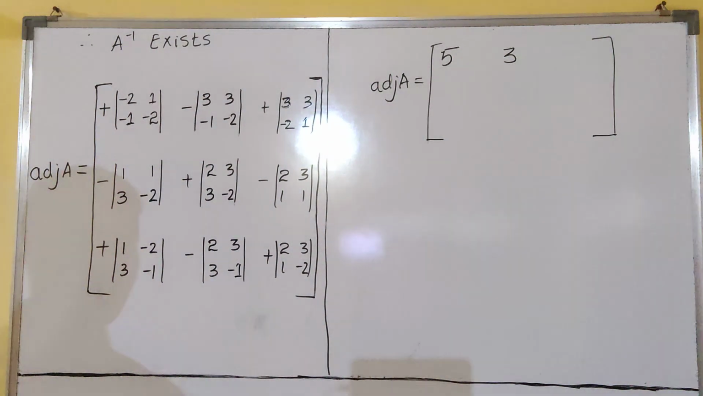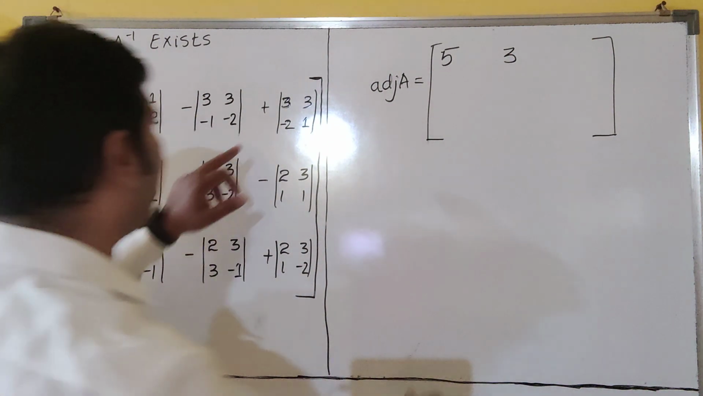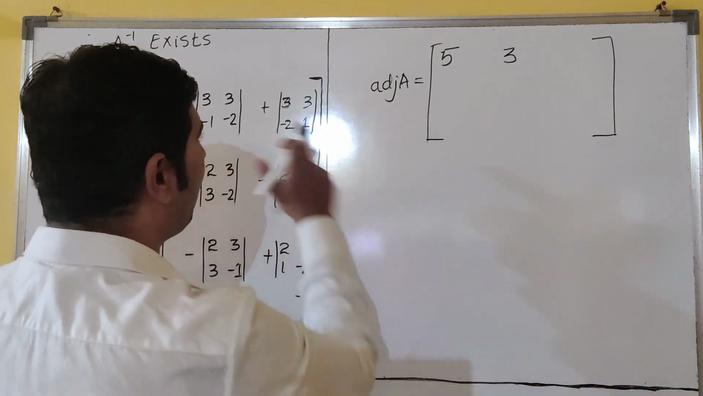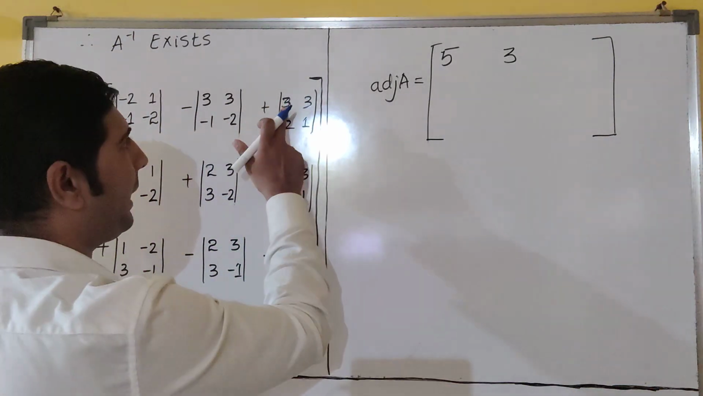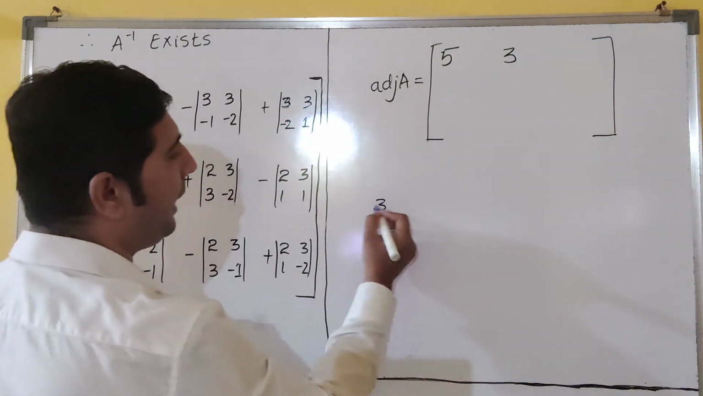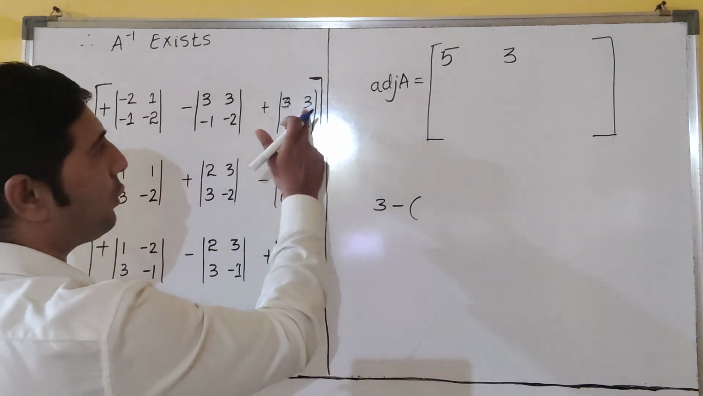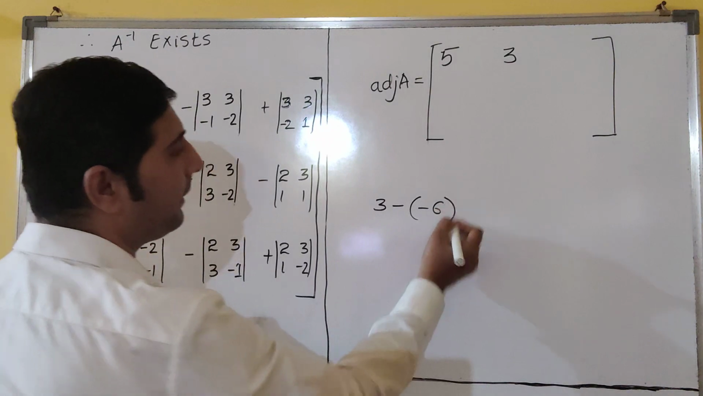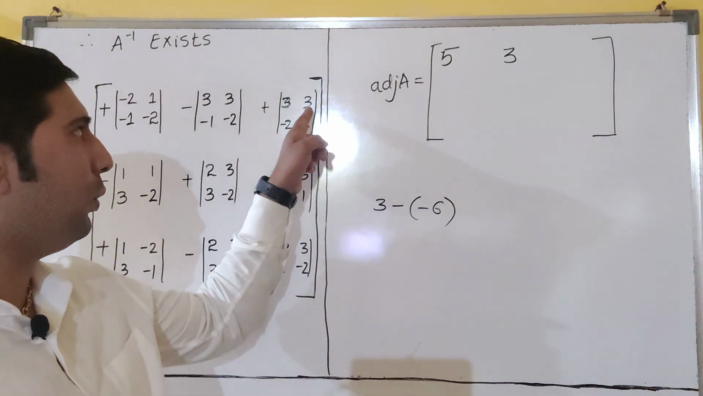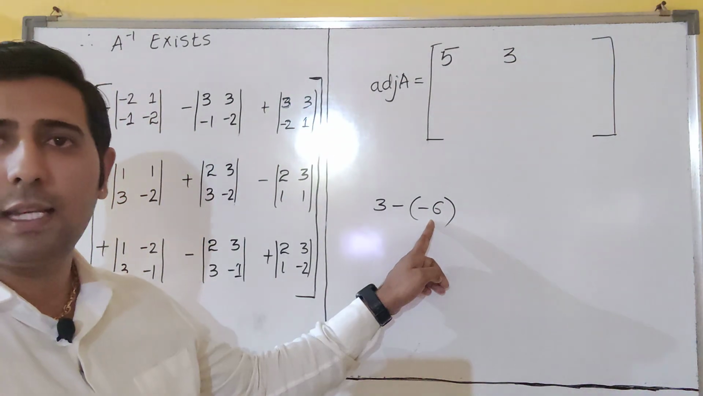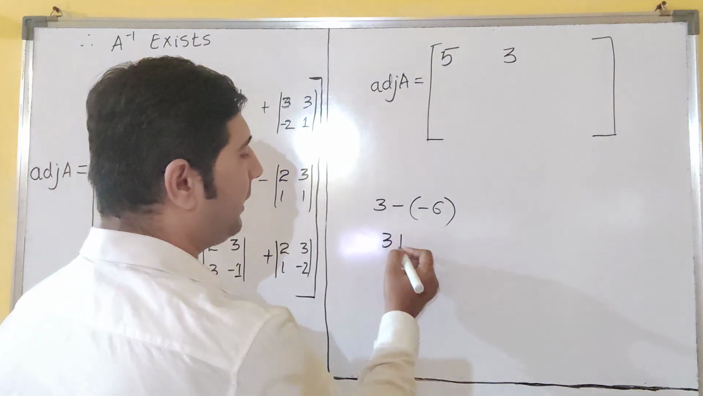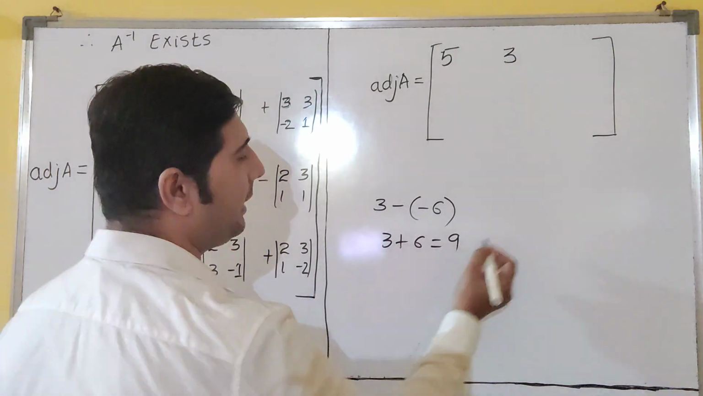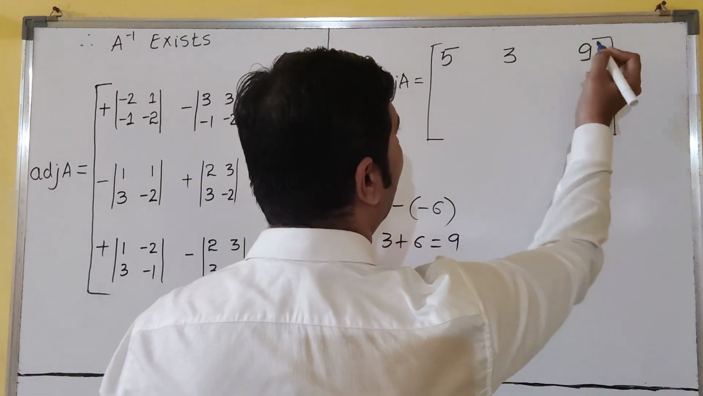Now see, next one is what? This is plus. No doubt you can write or you may not write the plus sign, it doesn't make any difference. 3 1 is 3, minus you write. Minus 2 into 3 is minus 6, dear students. Minus into minus plus, 3 plus 6 is 9, dear students. 9 you have to write.